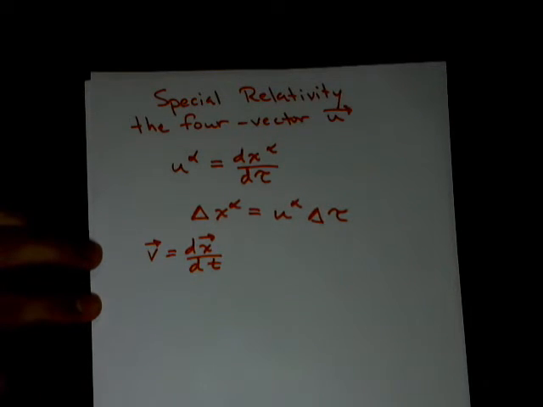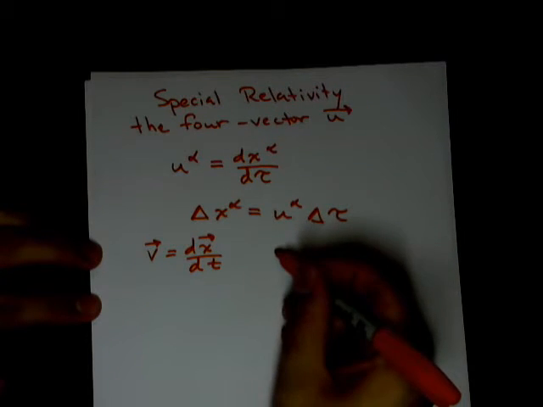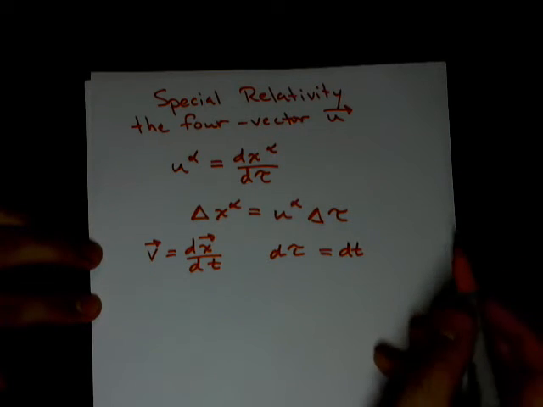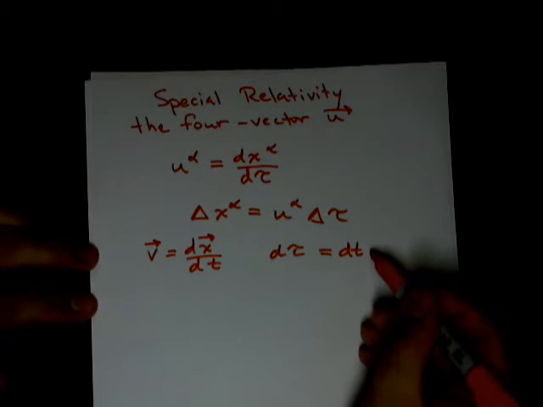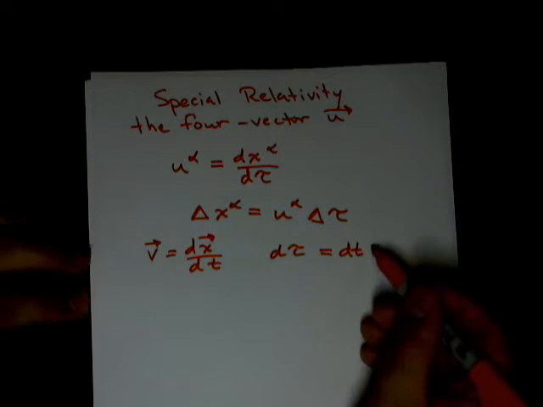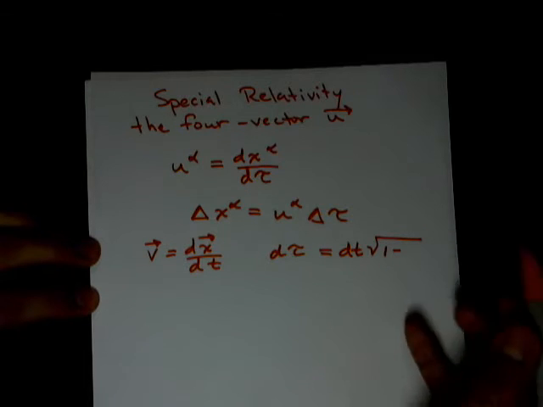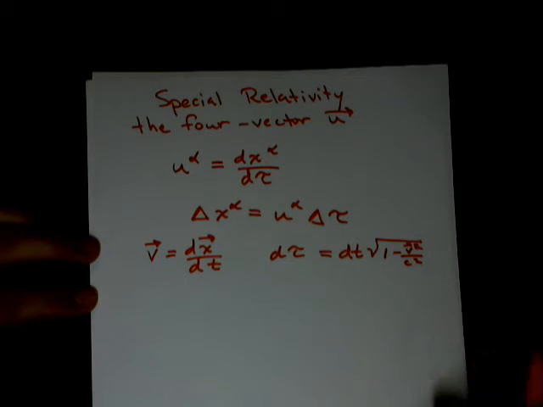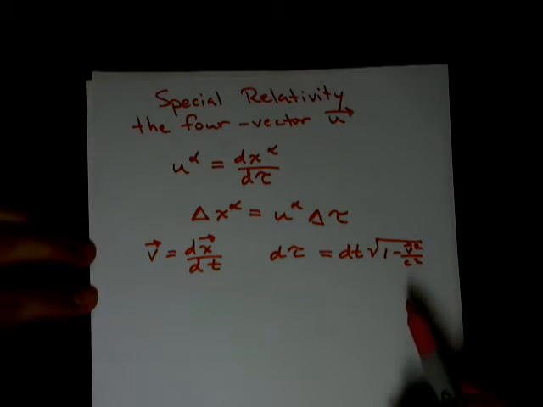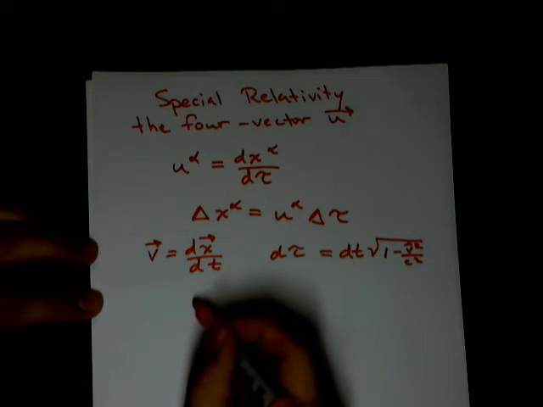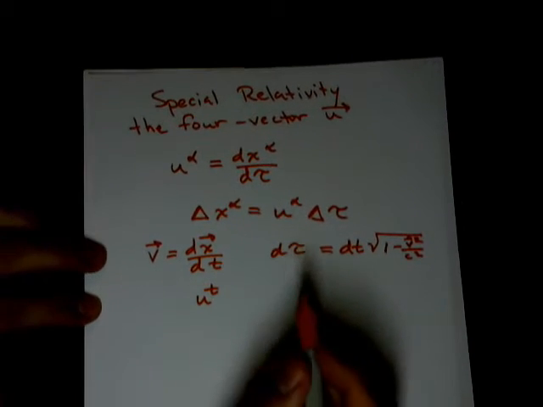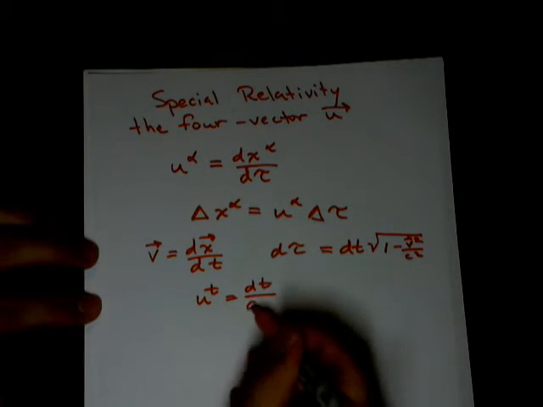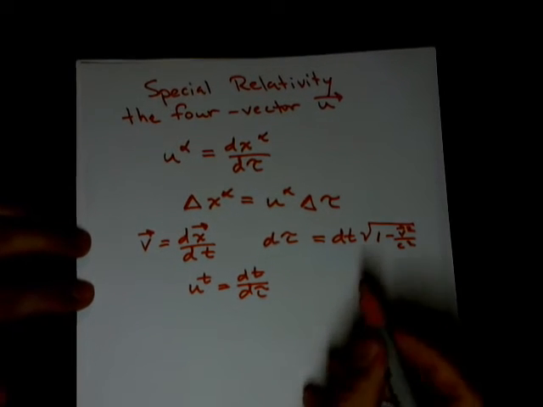In a particular inertial frame, by using the relation between our time and proper time as follows, where the proper time is our time times this factor, square root of 1 minus v squared over c squared. So we get our time component of our 4 velocity, which is dt over d tau, which is our Lorentz factor.